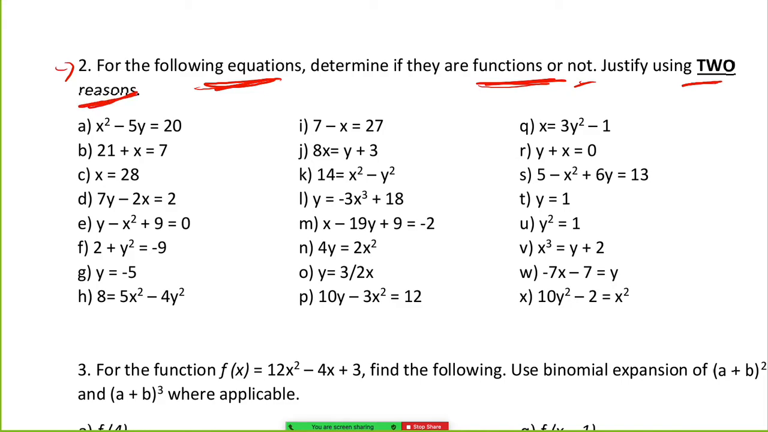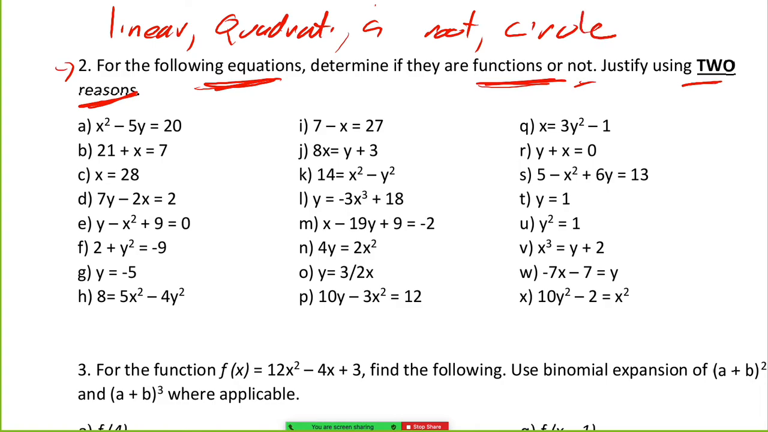One of the shortcuts is determining if something is a linear function. So if something is linear, quadratic, a root function, a circle function, by algebraically looking at it. To graph each of these could take a really long time, especially if we don't have a graphing calculator.